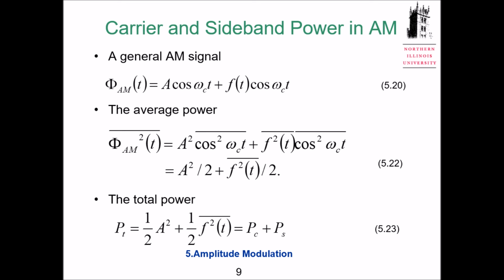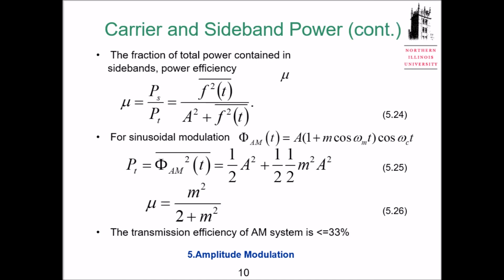So we want to know that I use power from my battery, right? Energy from my battery. What is the percentage useful? So we call it power efficiency. We use mu. So mu is PS over PT, the total power, right? Here PS is the sideband power, or power for the message. So we just plug in, right? This is power for the message, this is the total power. Half cancels, right? Half cancels.